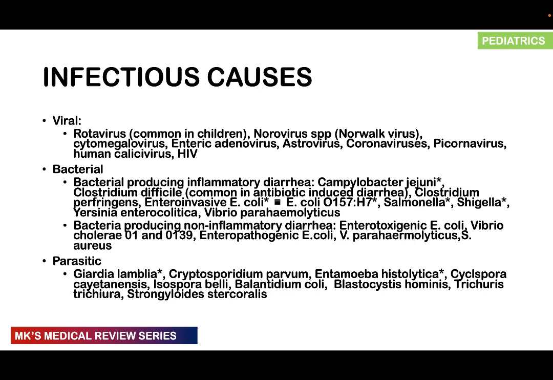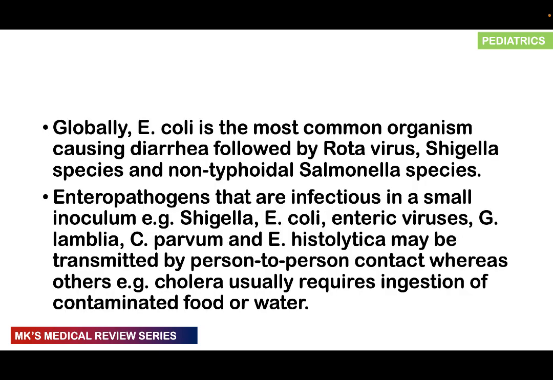In terms of parasitic causes, you have Giardia lamblia, you have Cryptosporidium parvum, very common among immunosuppressed individuals, Entamoeba histolytica, which can cause bloody diarrhea, Cyclospora cayetanensis, you may have Isospora belli, Balantidium coli, Blastocystis hominis, Trichuris trichiura, and even Strongyloides stercoralis. Some of these are parasitic infections that can actually cause diarrhea.